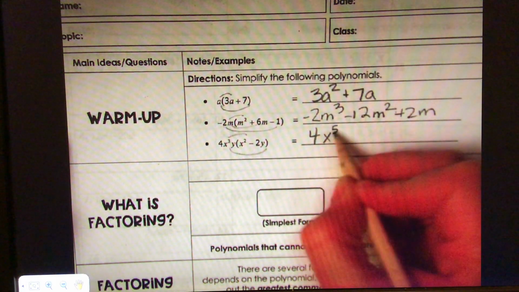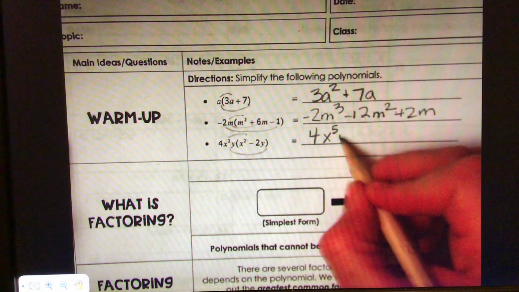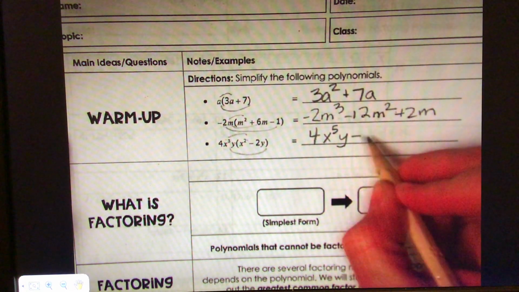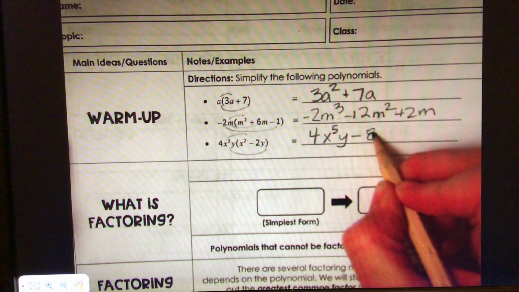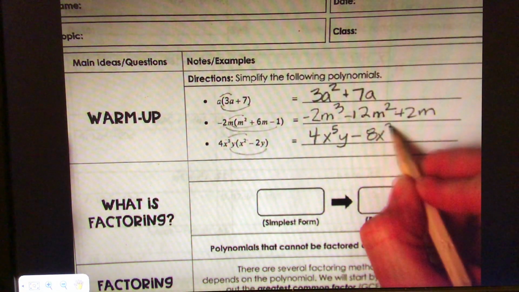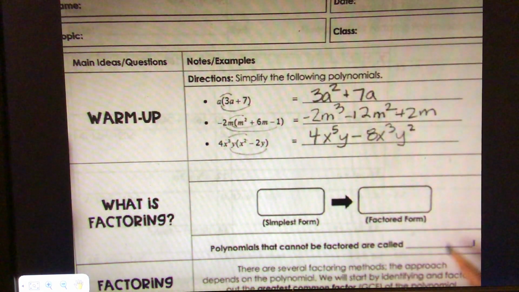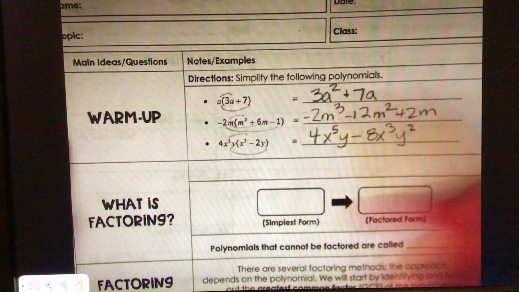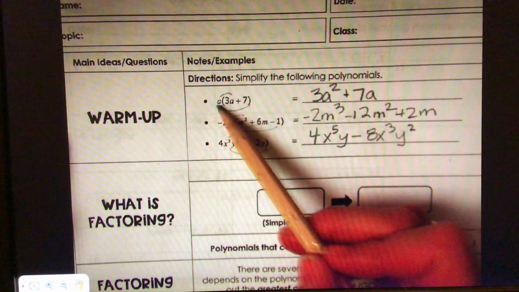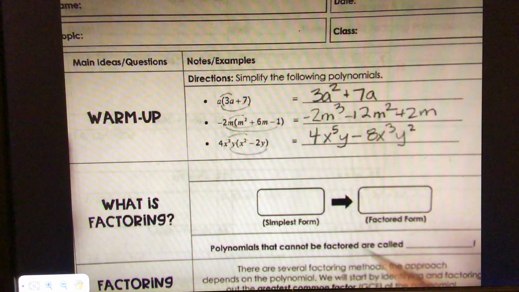I have to remember to add these two for the product rule. And then I have a y. Hold on to that subtraction sign. 4 times 2 is 8. And I have x to the third power, and then I have y squared. Okay, so that's just a warm up or really review about distributive property and how to multiply a monomial by either a binomial or a trinomial.